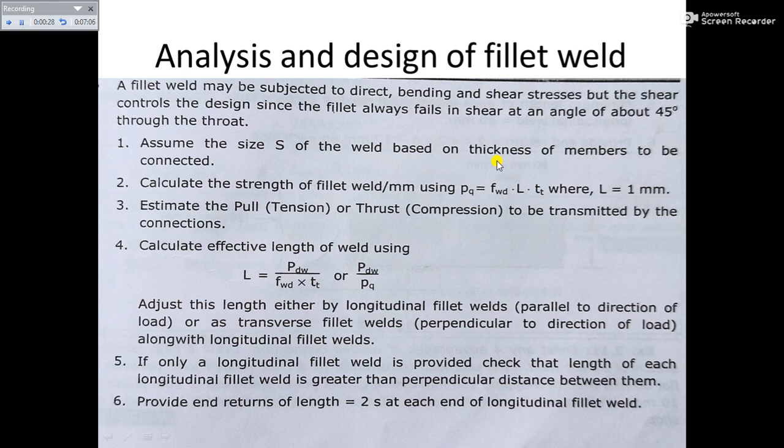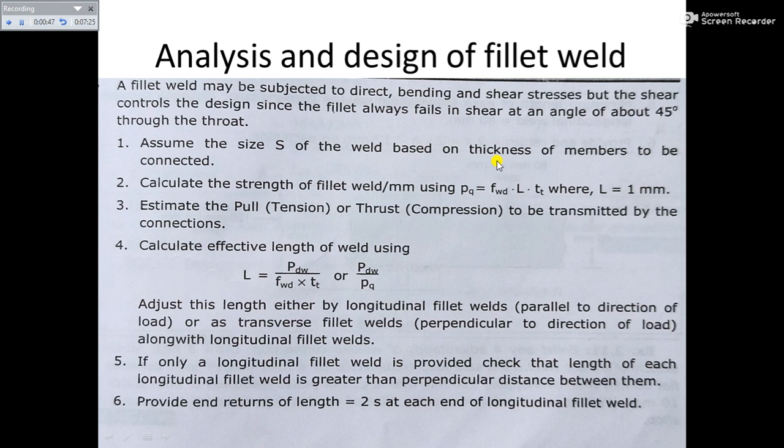Then calculate the strength of fillet weld per mm using PQ is equal to FW into L into T, where L is equal to 1 because we are calculating for 1 mm length. Estimate the pull, that is tension, or thrust, that is compression, to be transmitted by the connections.